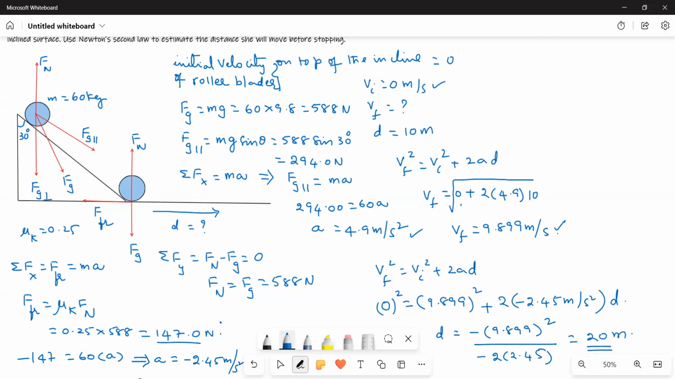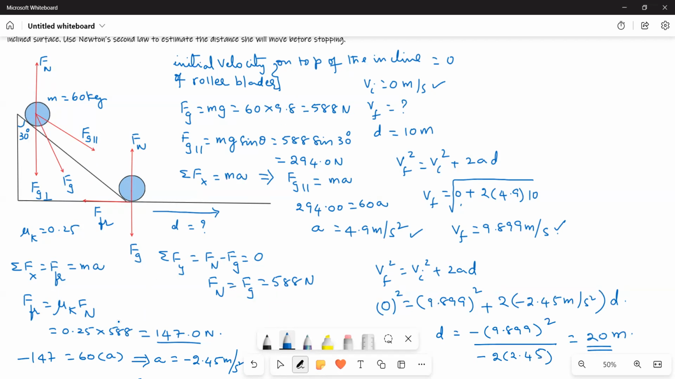This is the answer. Initially it has 0 velocity. It travels a distance of 10 meters on a frictionless surface, and the only force acting is the parallel component of gravity. Using this data, we find two things: the acceleration, and the final velocity with which it reaches the ground. That we found out.